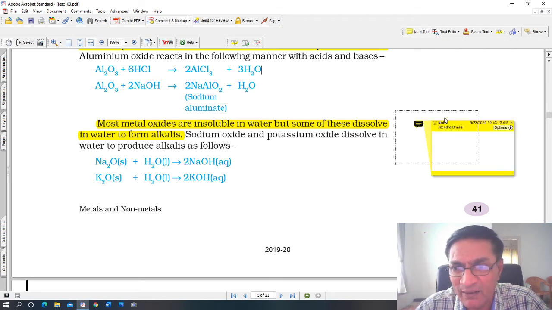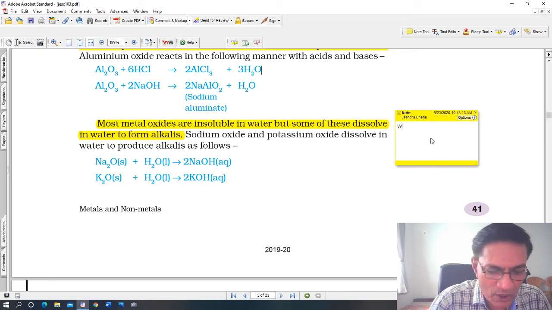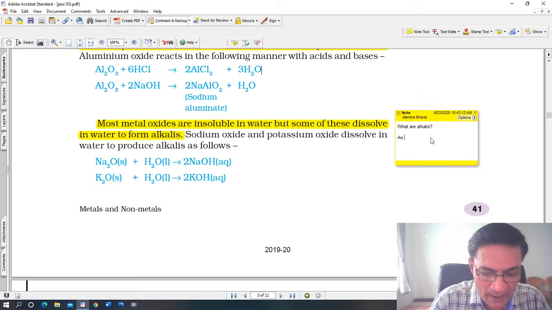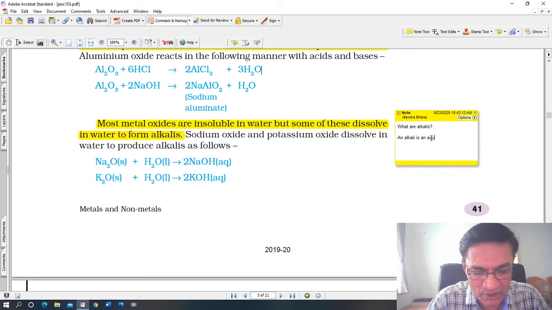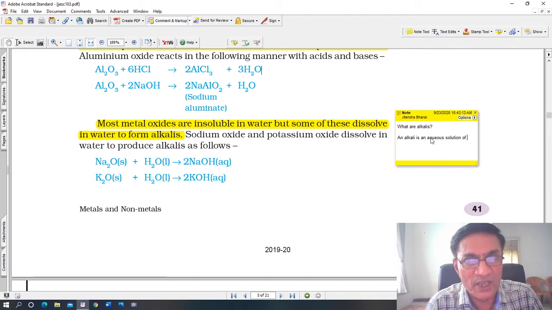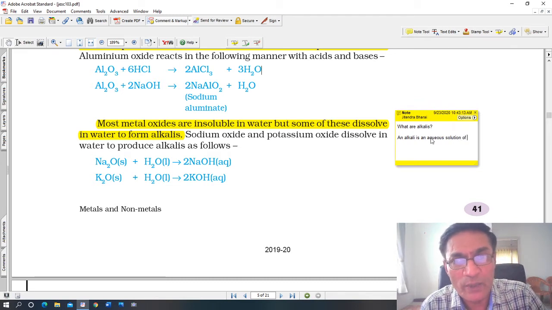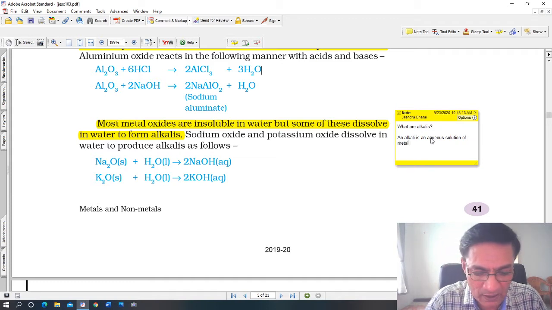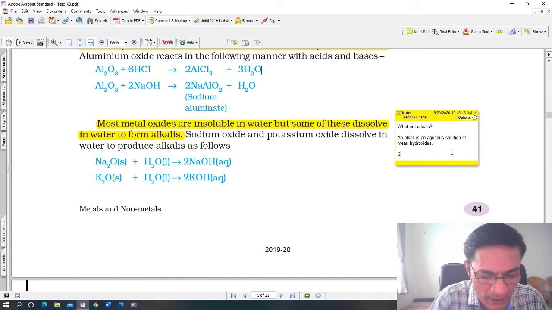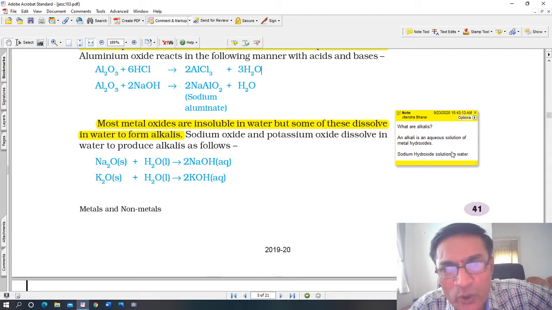Okay, if I want to write a question, I can write. आगे वैसे किया तो है. What are alkalis? Okay, an alkali is an aqueous solution of, जैसे sodium hydroxide, metal hydroxides. Okay, जैसे metal hydroxide मतलब sodium hydroxide. अब सोडियम एग्जाम्पल, सोडियम हाइड्रोक्साइड solution in water.